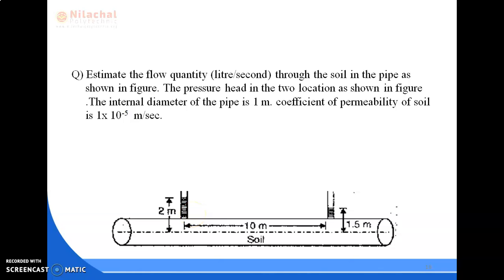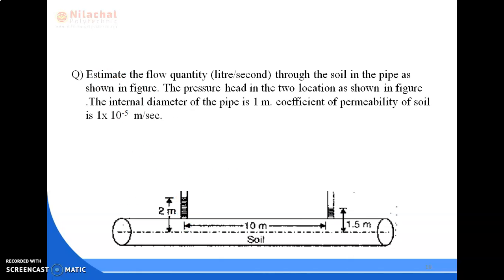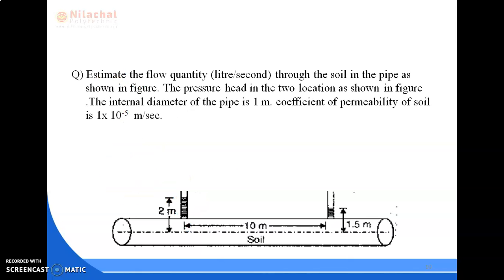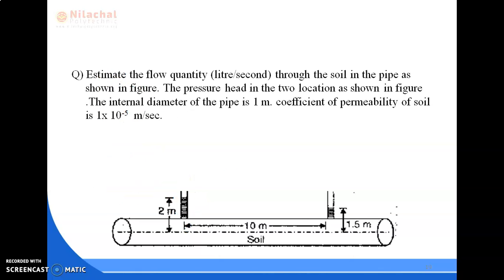First work is to find the given data. K, the coefficient of permeability, equals 1 into 10 to the power minus 5 meter per second. Internal diameter, small d, equals 1 meter. It is given that the initial head h1 equals 2 meter, h2 equals 1.5 meter. Length of soil is 10 meter. So here we have to find the flow quantity.